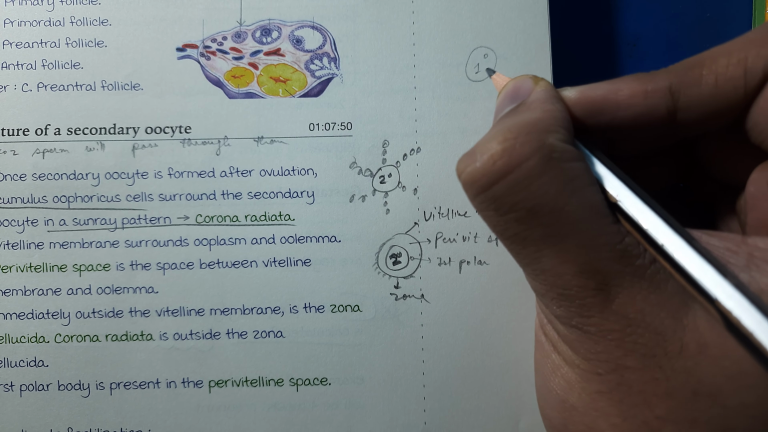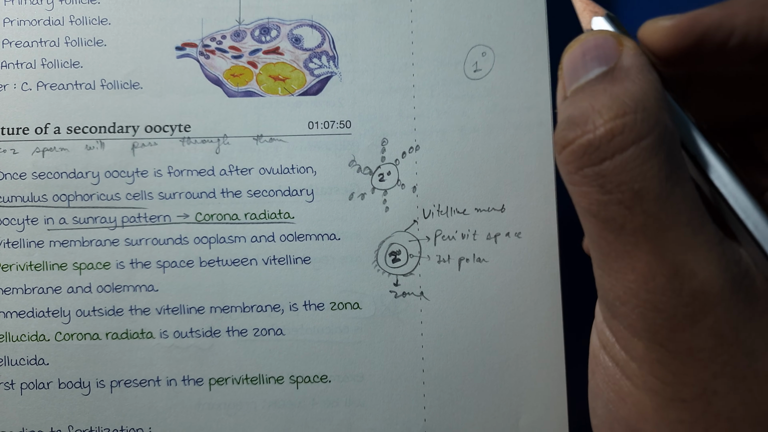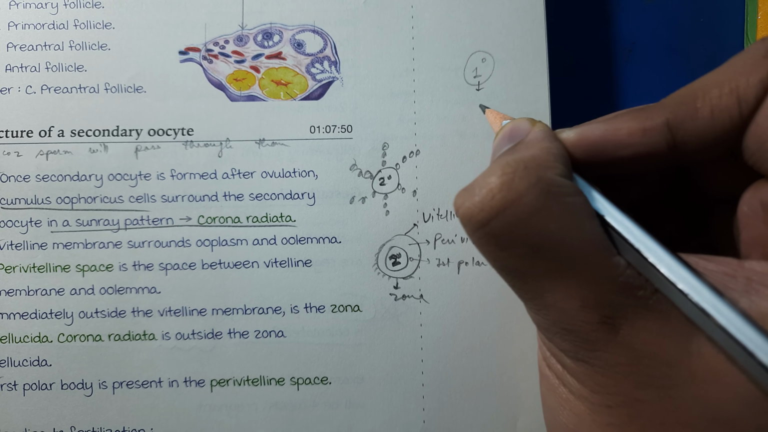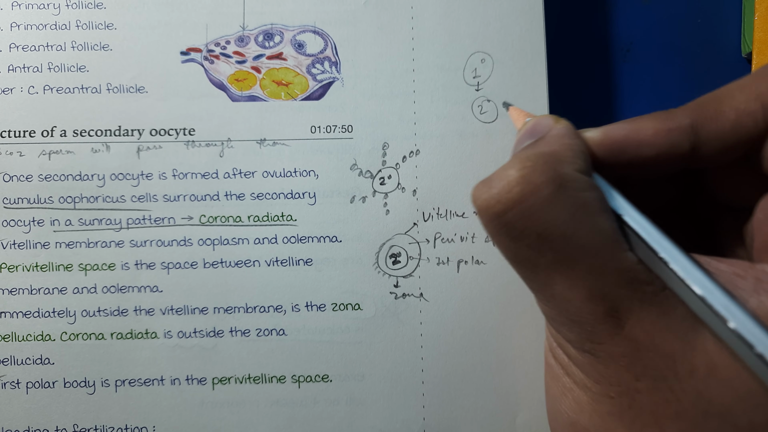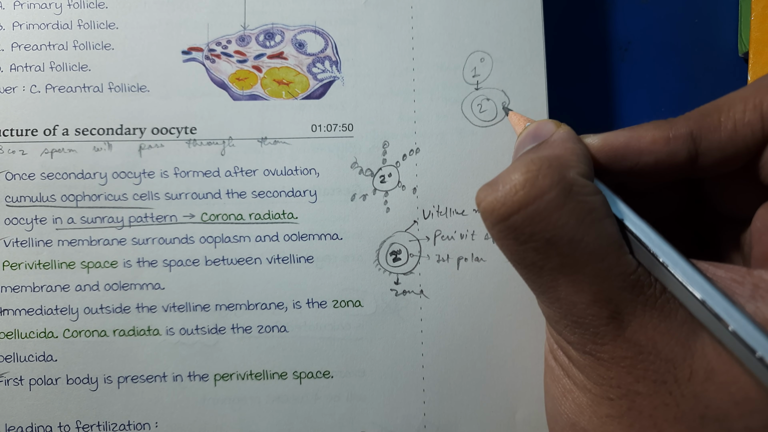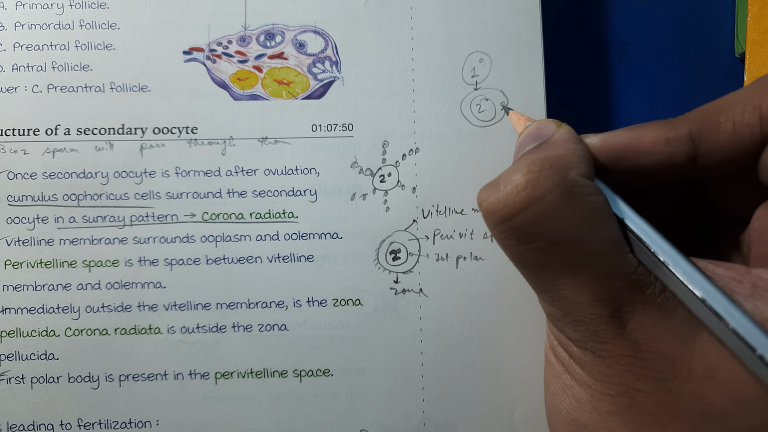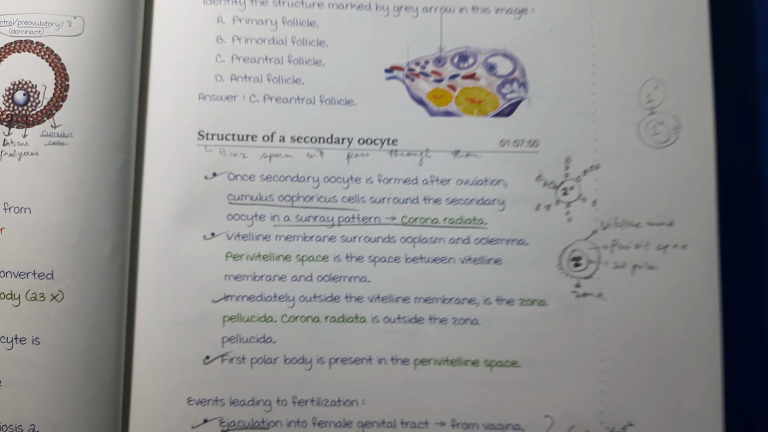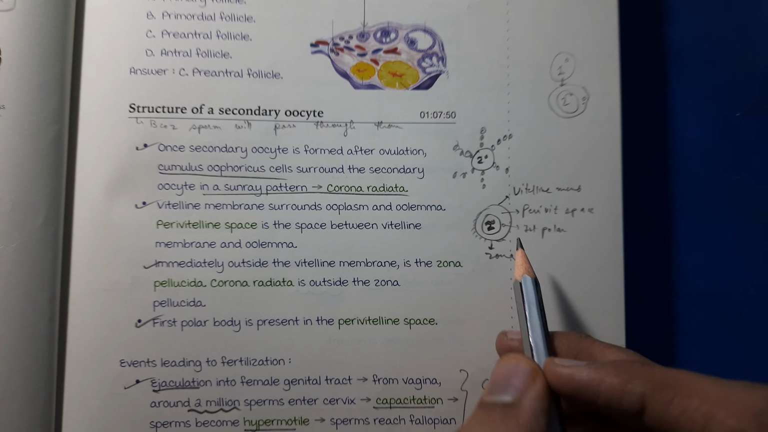Till the Graafian follicle or the mature dominant follicle, the primary oocyte was there, so there was no perivitelline space. But after meiosis 1 was resumed, that is, ovulation occurs after the LH surge, this primary oocyte will convert into a secondary oocyte and polar body, and a vitelline membrane is formed around it, and this perivitelline space is where the first polar body is present.